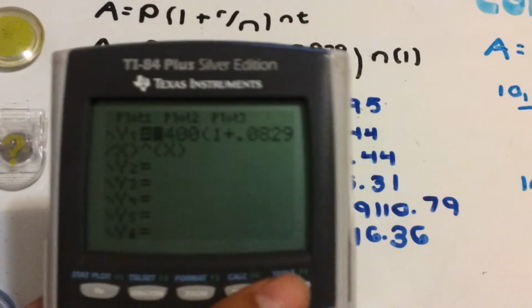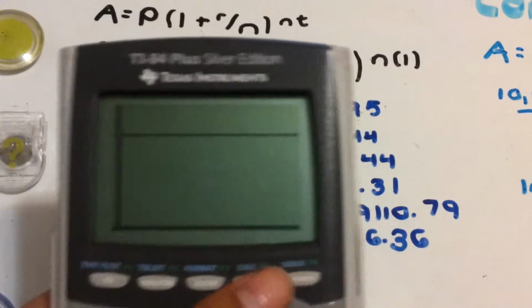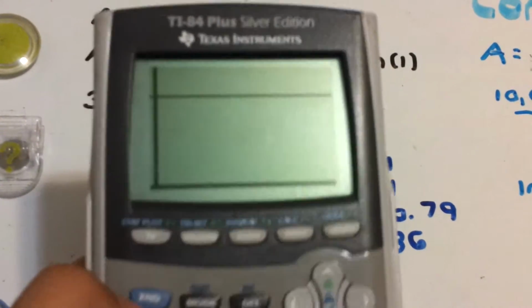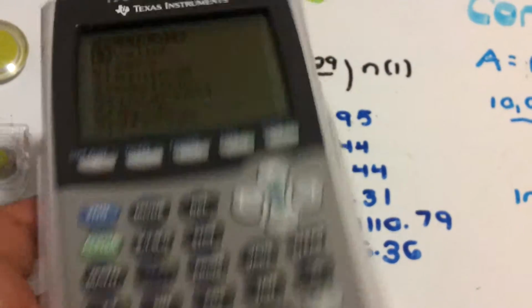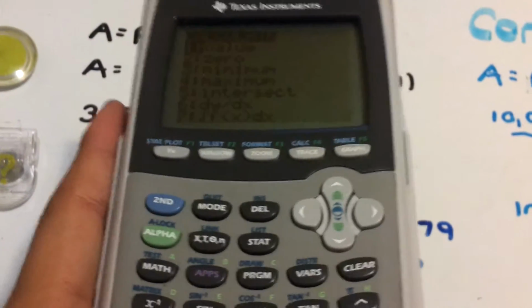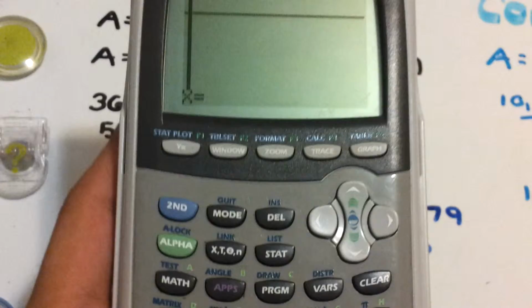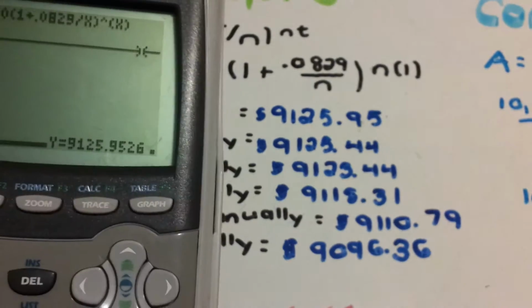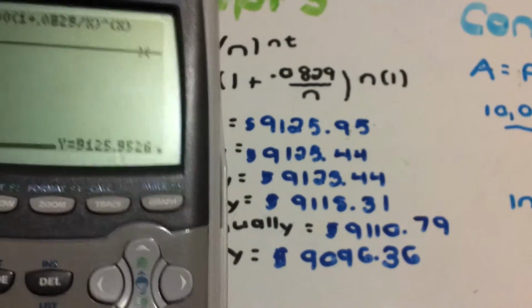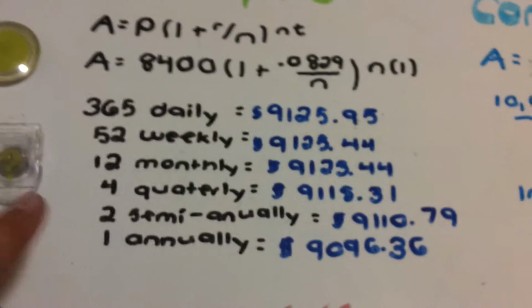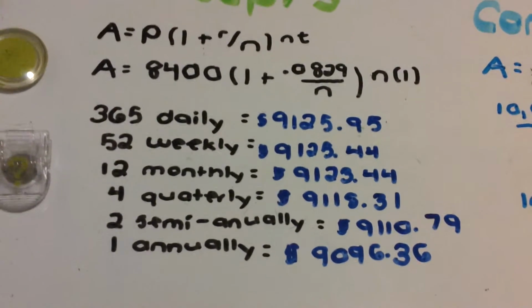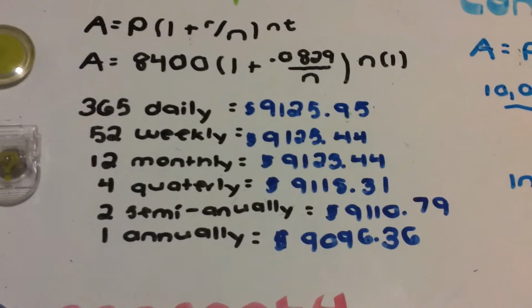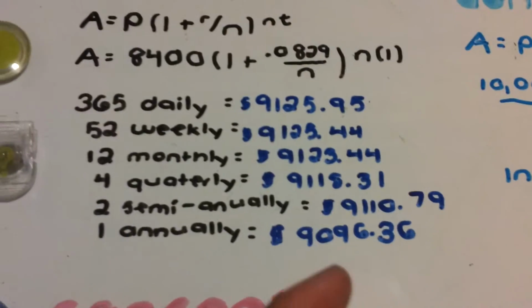So you would plug that equation into your calculator, and it would look like that, and then you would press graph, and your graph will look like that. Press second, trace, value, and then you put in your value as 365, and it should give you 9,125.95. You would do that for 52, 12, 4, 2, and 1 to find how much it is daily, weekly, monthly, quarterly, and semi-annually. That's how I got those answers.